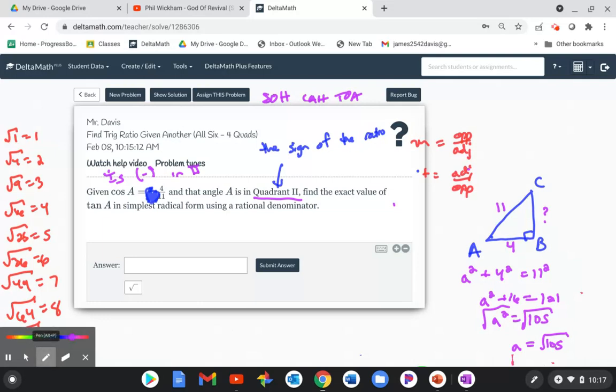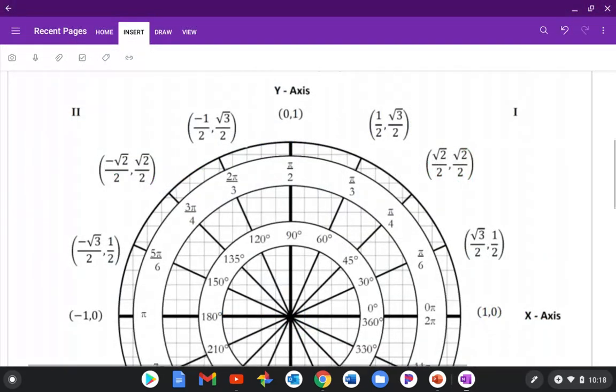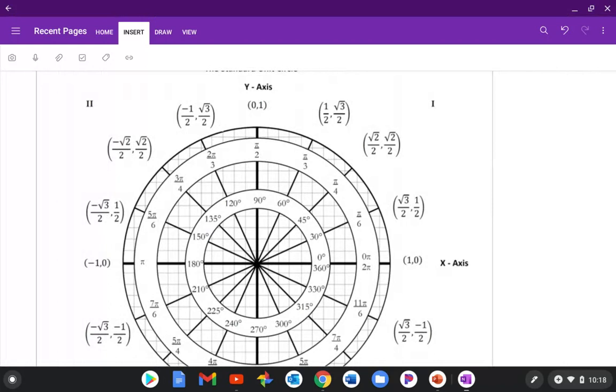Let's go ahead and write it on there. Square root of 105. So now let's see what we're asked to find. We're asked to find the tangent of A. Tangent is opposite over adjacent. So tan A, opposite of A would be square root of 105, and adjacent of A would be 4. All right, now, last thing we have to consider is this new thing, which is the quadrant. It says quadrant 2. So what we want to do is take a peek at our unit circle and see if the tangent is positive or negative in quadrant 2 here.